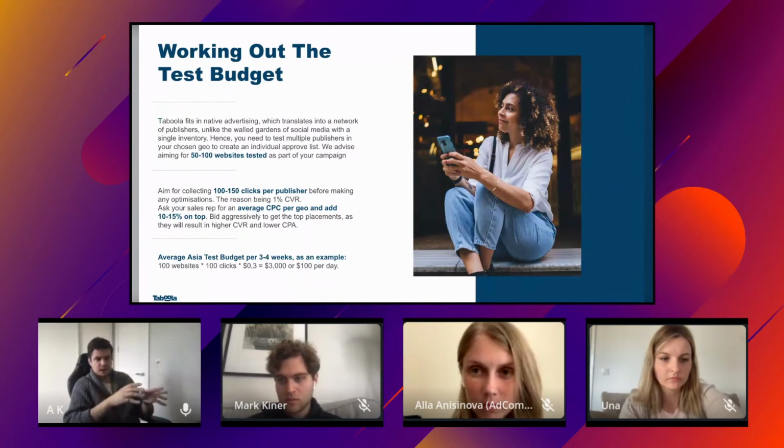Multiply everything, and you'll work out your test budget for a month. And when I'm saying a month, you need to test for a couple of weeks. Smaller GEOs maybe 2 weeks to 3 weeks, larger GEOs maybe 3 to 5 weeks. Again, it depends on the size.